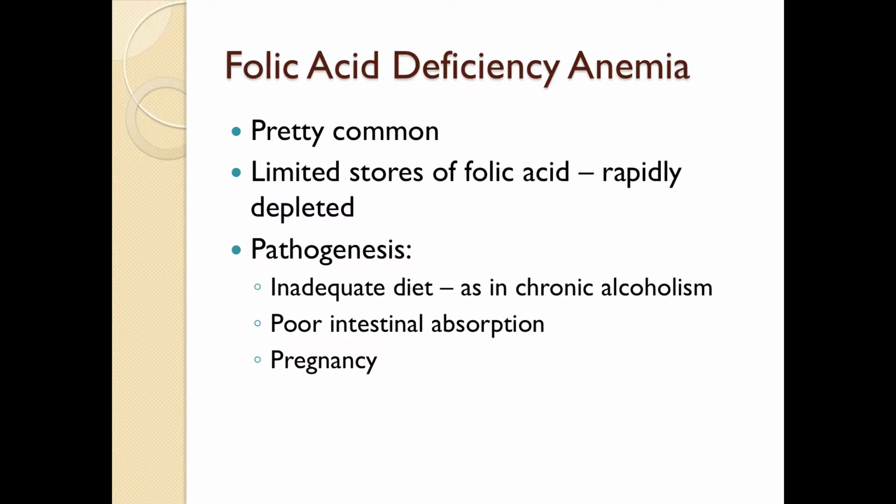Folic acid deficiency anemia is also pretty common. We don't store a ton of folic acid, so any store that's in the body is really rapidly depleted. You'll see this in a couple of different cases. Again, this is going to be associated with macrocytic cells, so they're going to be really, really big. If that patient is deficient in B12 and folic acid, not only do you see big red blood cells, but the hypersegmented leukocytes. So this could be due to somebody having inadequate diet.